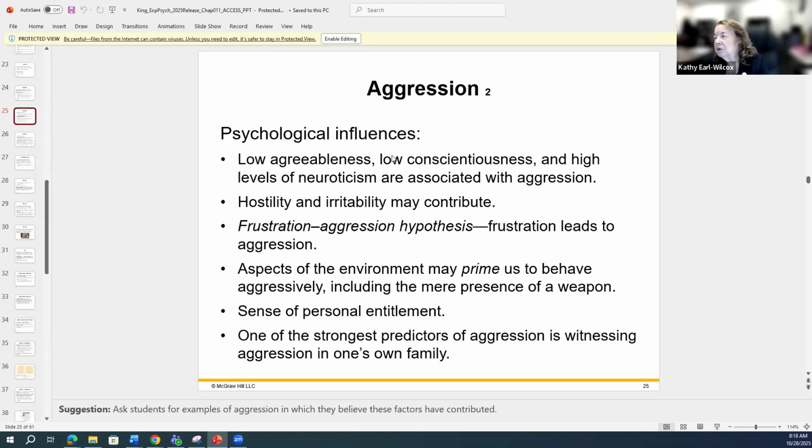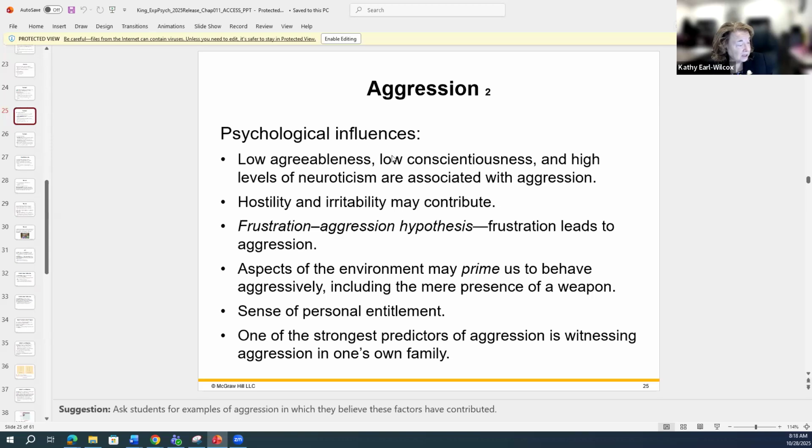Psychological influences with aggression: look at the characteristics on slides 24 and 25 for some of the things that feed into this. Frustration is one. Frustration can bring out behavior that might not normally be seen.